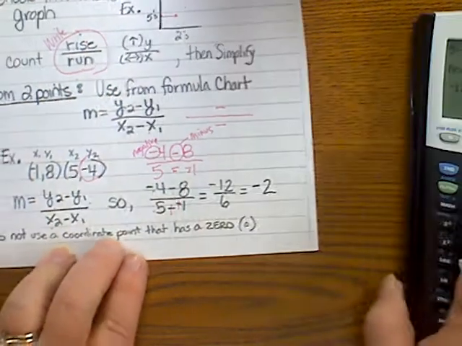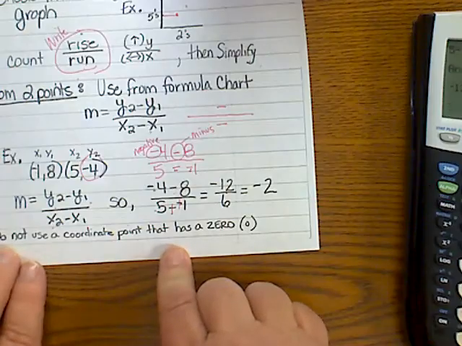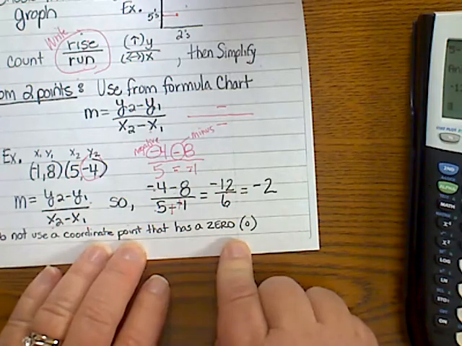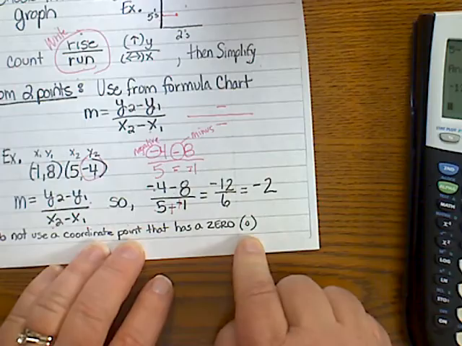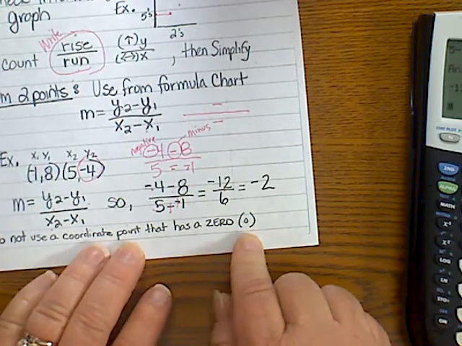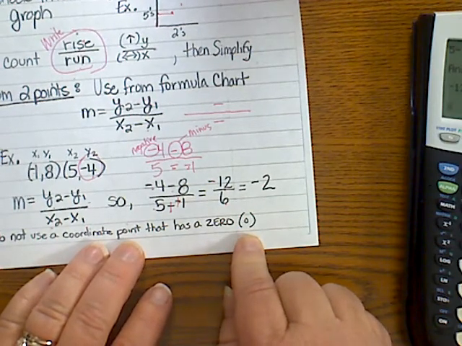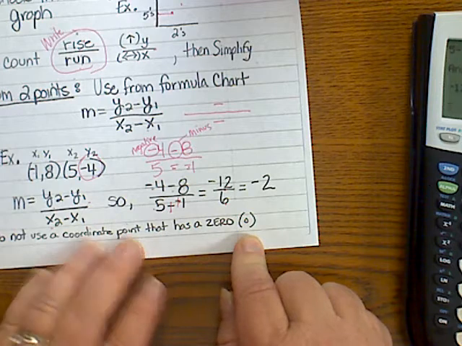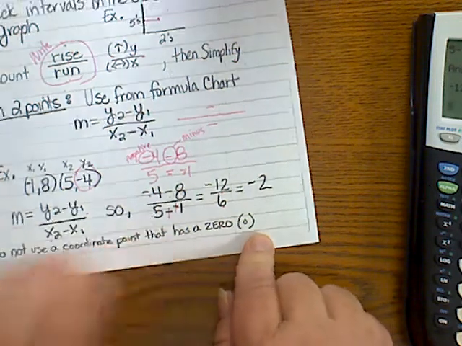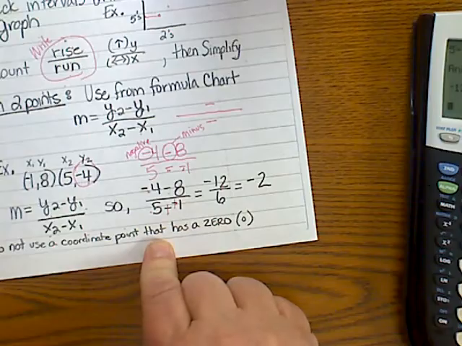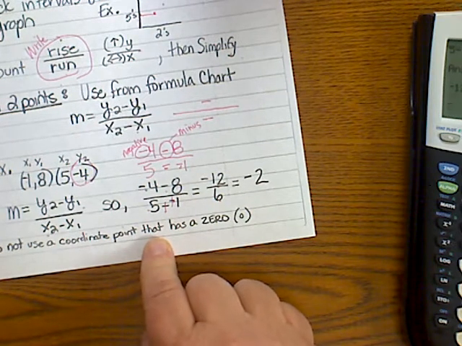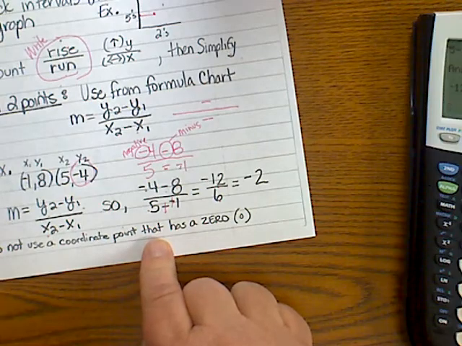If for some reason you have a coordinate point or a point in a table that is 0, I highly suggest you do not use the 0, okay? It just doesn't ever work out very well. I've never seen it where they've given you a coordinate point as a 0, but I've seen it where they've given you tables where you could use a 0. Skip it, and use 2 different points, okay?